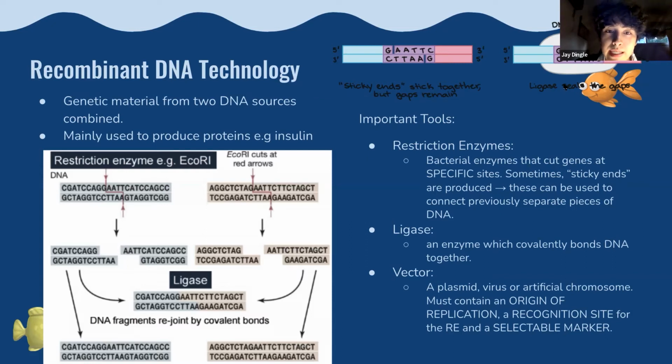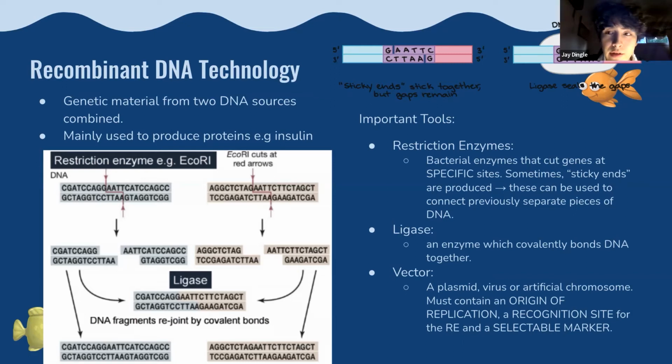Anyway, so once these sticky ends are produced, we can use them to connect previously separate pieces of DNA using what we call ligase. So ligase is an enzyme which will covalently bond DNA sequences together. So if we have a look in the diagram in the top right corner, we can see we have sticky ends that have been separated using our restriction enzymes and then joined together with another strand using the ligase.